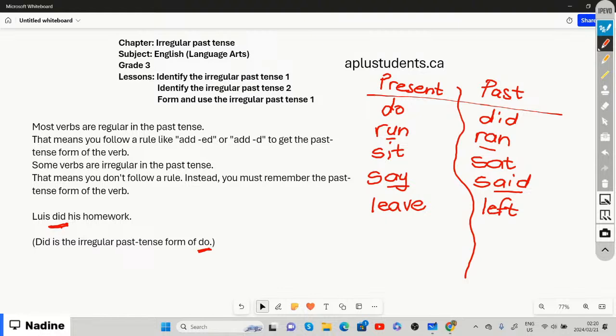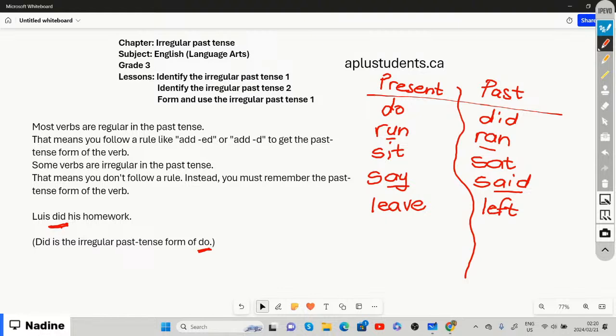So leave and left. Just for those of you who joined, we are doing irregular past tense. And when it comes to the irregular past tense, there are no rules that you need to follow. You're just going to have to remember the past tense form. Here we have examples on the board. The present tense form is do, the past tense is did. Present tense run, in the past I ran. In the present tense I sit, in the past I sat. Present tense I say something, in the past tense I said something.